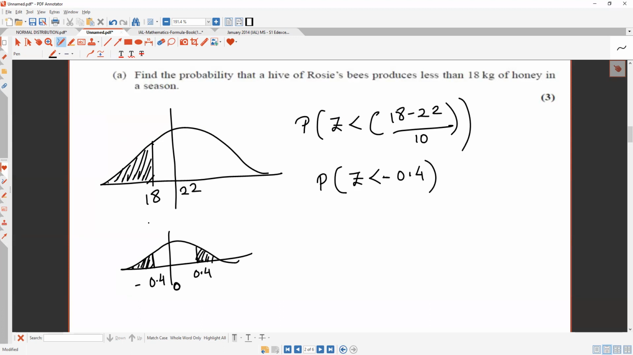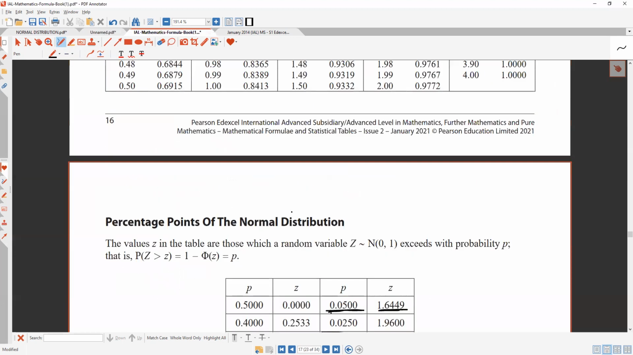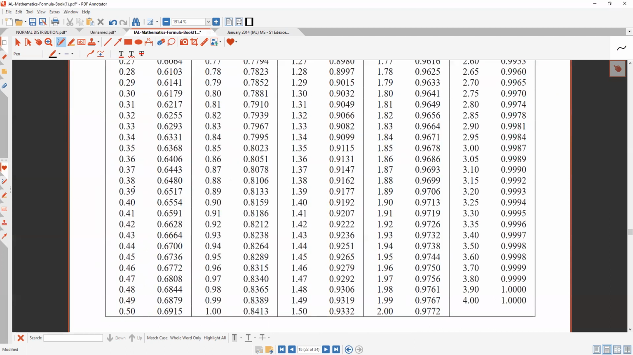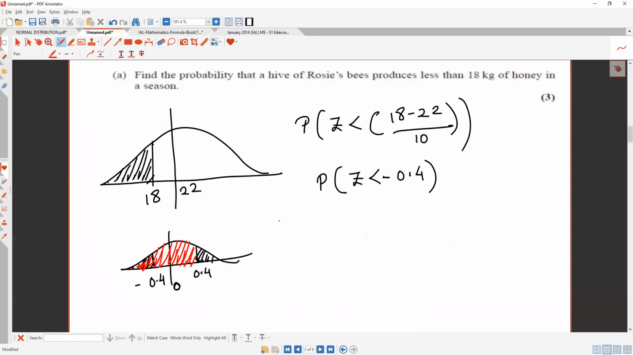What I can do now is find less than 0.4 from my big table. So less than 0.4 is 0.6554. So this red color part is 0.6554. This is going to be 1 minus 0.6554. So your answer is 1 minus 0.6554, and that will be your answer. How much is it?